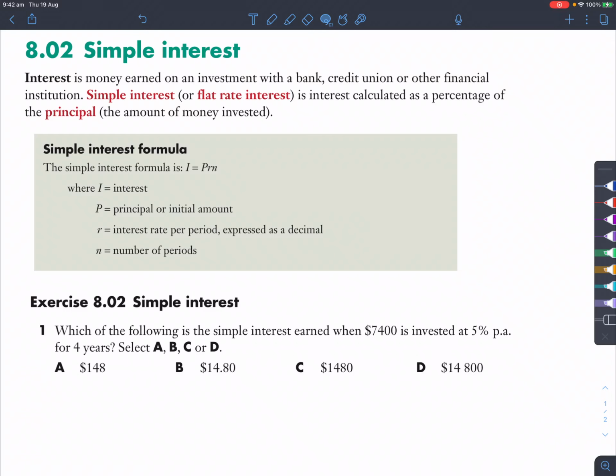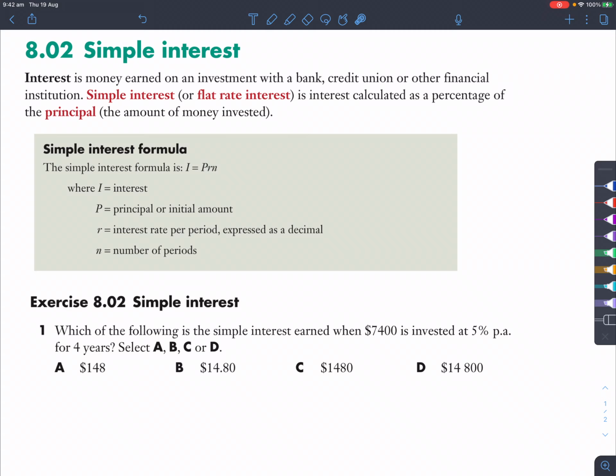Hey everyone, in this lesson we're looking at the idea of simple interest. Simple interest is basically interest that is added onto your principal, the money earned on your investment with a bank, credit union, or other financial institution. This is also called flat rate interest because every single period that is defined by the question, your principal would increase by the exact same amount.